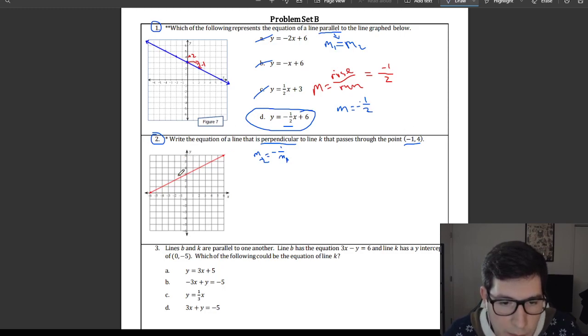So again, I can do the same thing here that I did over there. I know that this is going to go up 1, so it's a positive 1. And it goes to the right 2, so again, I have a positive 2. And so the slope of my first line is my rise, which is 1, over my run, which is positive 2. So I know that my slope is 1/2.